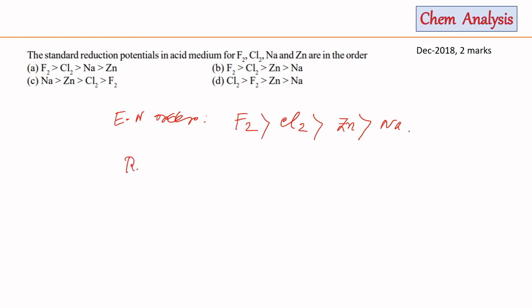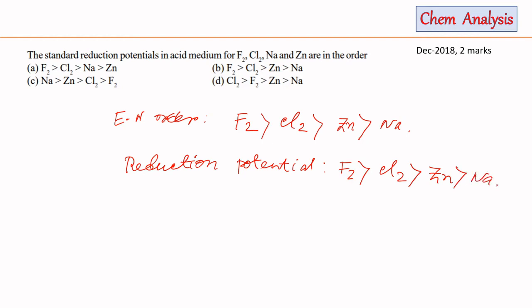Therefore, the order of standard reduction potential will be just this order, that is fluorine, then Cl2, then zinc, then sodium. It depends just on the electronegativity or electron abstracting tendency of the element. So we can see that option B is the correct answer.